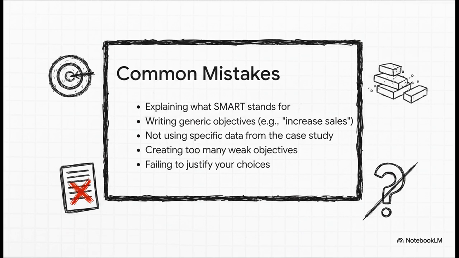So, besides that huge time waster, here are the other classic mistakes. Writing something vague like increase sales. It's totally meaningless. Not using the specific data from the case study, that shows you're not applying your knowledge. And here's a big one. It is so much better to have 2 really well-developed objectives than like 5 weak ones. But the biggest point loser of all, not justifying why you chose those objectives in the first place.